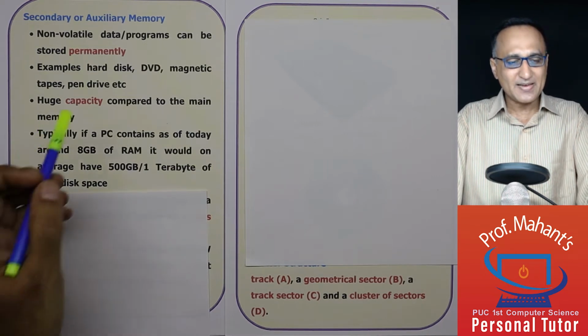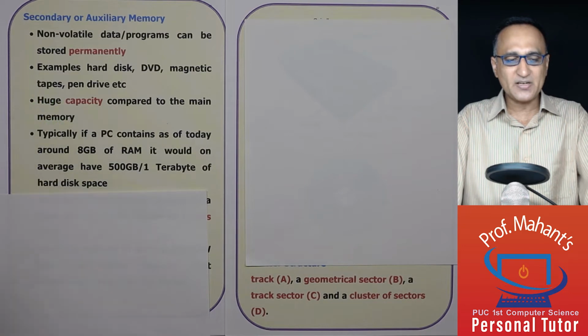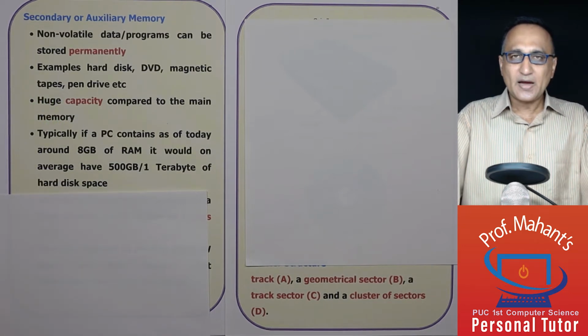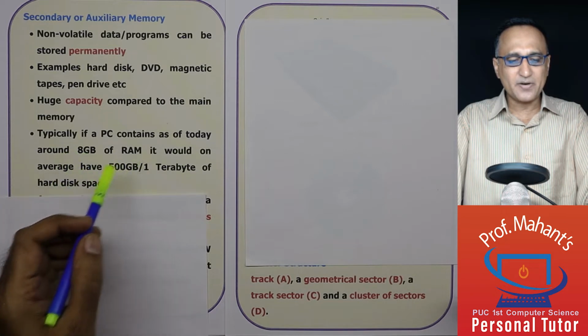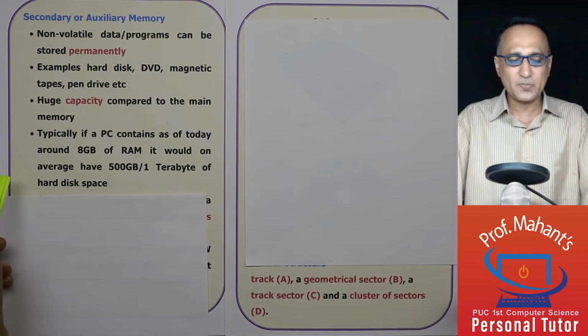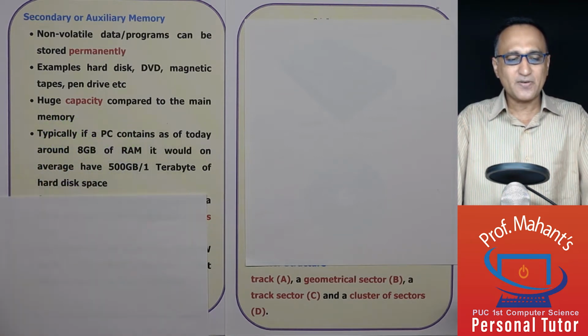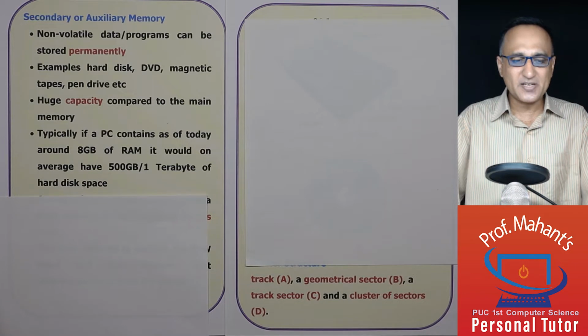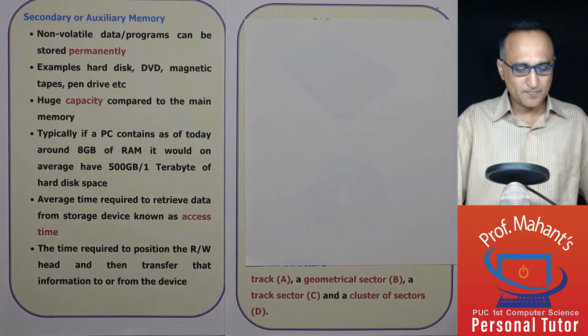Examples of devices, as I mentioned, are hard disk, DVD, magnetic tape, pen drives and so on. I give you an example. I told you if a PC contains say 8 GB of RAM, it would easily have 500 GB to 1 terabyte of hard disk space. So if you look at it, the capacity of the main memory is much lesser as compared to that of the secondary or the auxiliary storage.